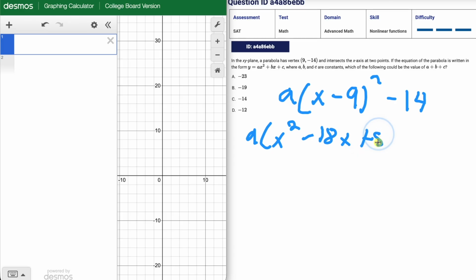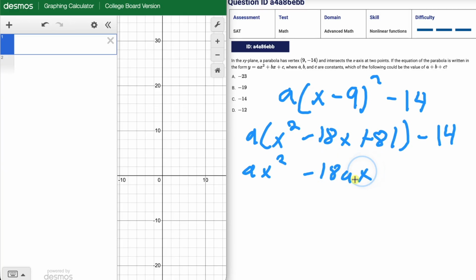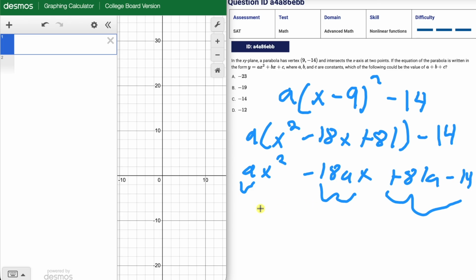and then plus 81. And if you want me to go over these basic algebra things, please comment down below to see if I should make a video on that. And then negative 14. So this is what it equals. If you distribute the a to everything, it'll be ax squared minus 18ax plus 81a minus 14. So here, this is the c, this is equal to b, and this here is a.